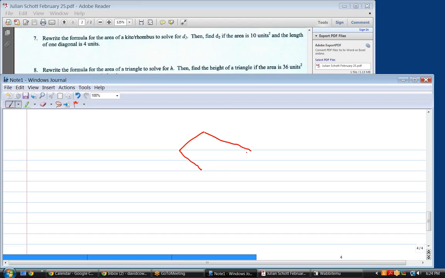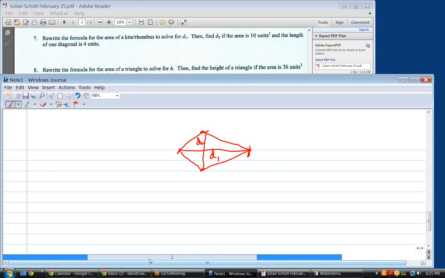Okay. Next problem, 7. Alright. There's a kite. This is D1. This is D2. Measurement from vertex to vertex. Both cases. What is the area of that kite? 10 units squared.